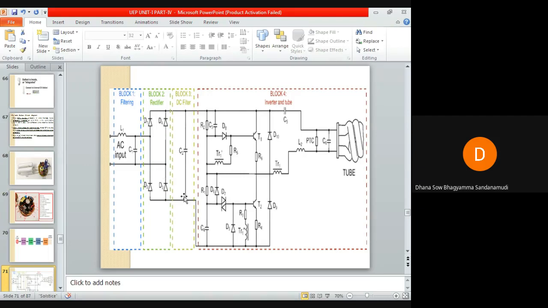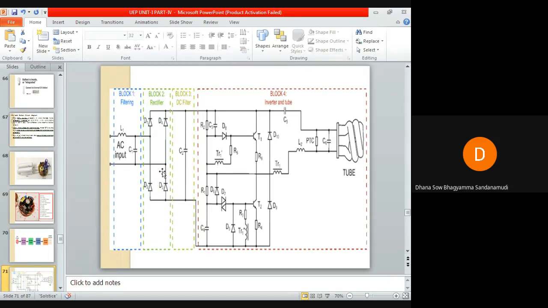Now next, block 3. Block 3 consists of a polarized capacitor connected in parallel. The purpose of this polarized capacitor is to filter out the impure DC coming from the rectifier circuit.